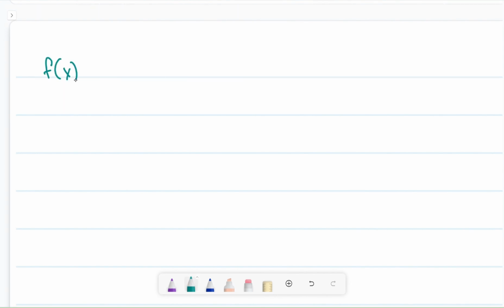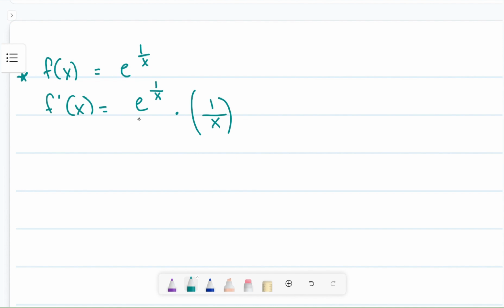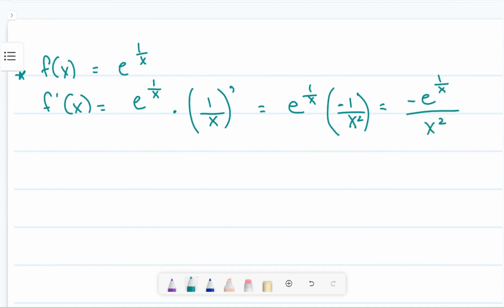Keep in mind that our function is f of x equals e to the power of 1 over x. So the first derivative equals the derivative of e to the power of 1 over x, multiplied by the derivative of 1 over x, which is equal to e to the power of 1 over x times negative 1 over x squared, which we can write as negative e to the power of 1 over x divided by x squared.